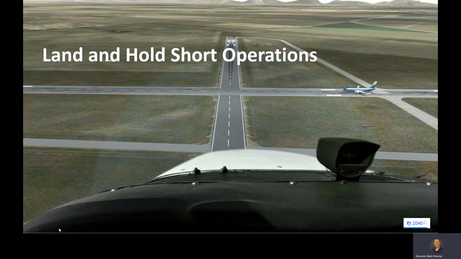So the number of takeoffs and landings that they can conduct at an airport can be increased if they allow operations from other runways. And sometimes these other runways might intersect each other, or they might have part of their approach path that intersects each other. So we have to have some rules in place in order to allow these operations to occur in a safe manner. So hence we have the land and hold short operation.